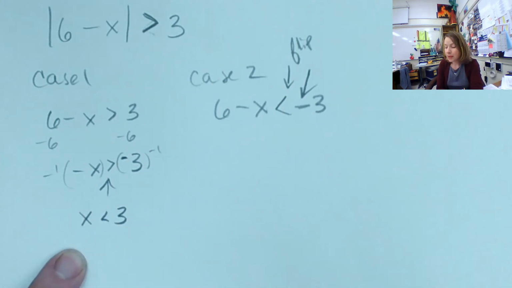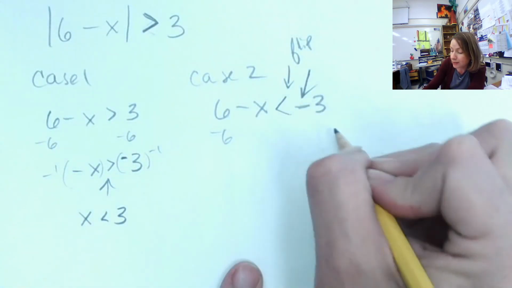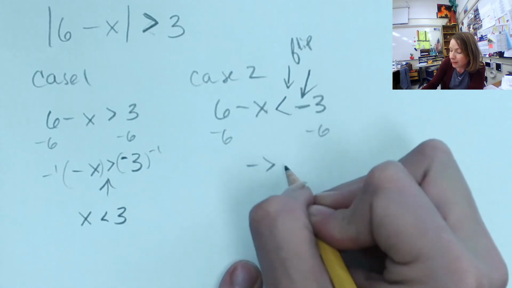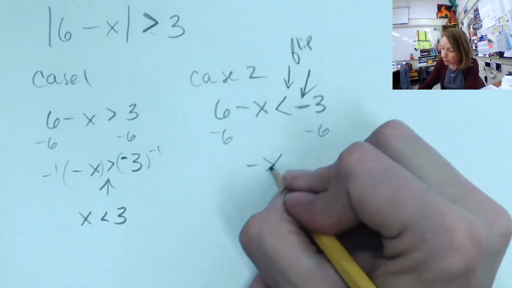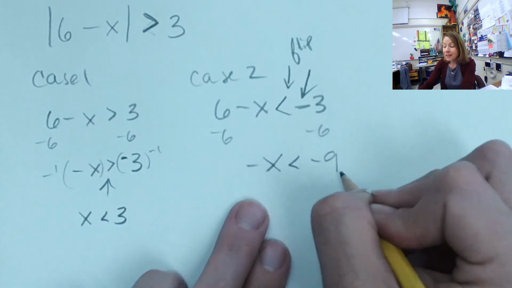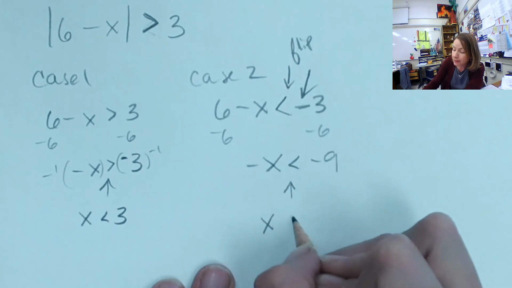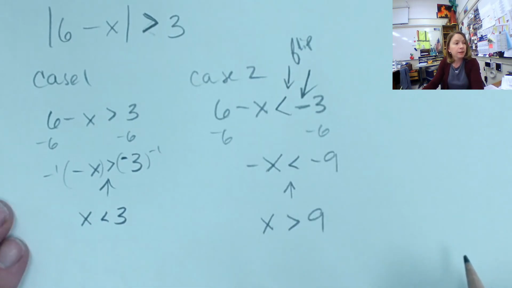Okay? And then on this side, I'm going to do the same thing. I'm going to subtract 6. So negative x is less than negative 9. Once again, I'm going to get rid of my negatives, so I'm going to flip my sign. x is greater than 9. Okay?